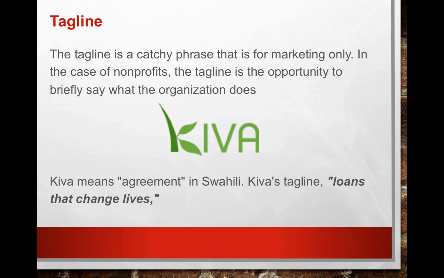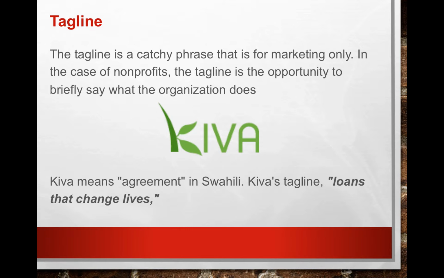The tagline. The tagline is a catchy phrase that is for marketing only. In the case of nonprofits, the tagline is the opportunity to briefly say what the organization does. For example, Kiva. Kiva is a nonprofit organization with a mission to connect people through lending to alleviate poverty.